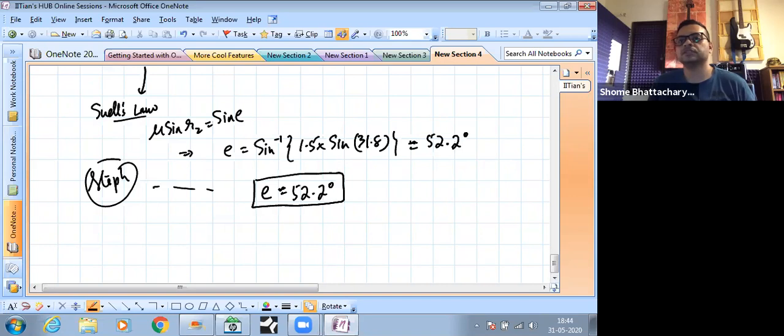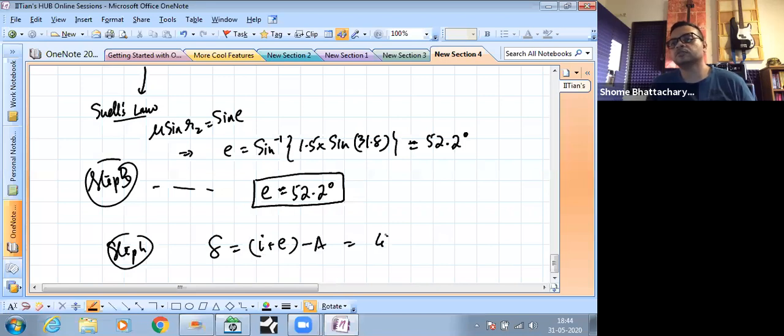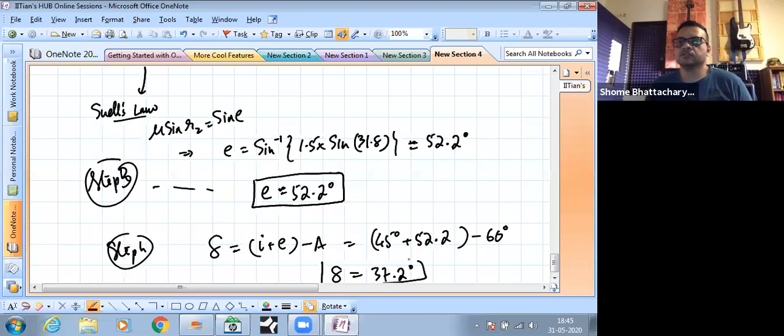Or rather, this was my step 3. And the final step 4 is the angular deviation. So that is I plus E minus E. So here that becomes 45 plus 52.2 minus 60. Okay, so that becomes about 37 degrees. That is our net deviation. Okay. So this becomes our findings.